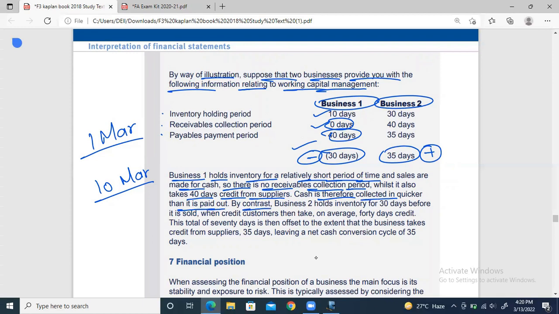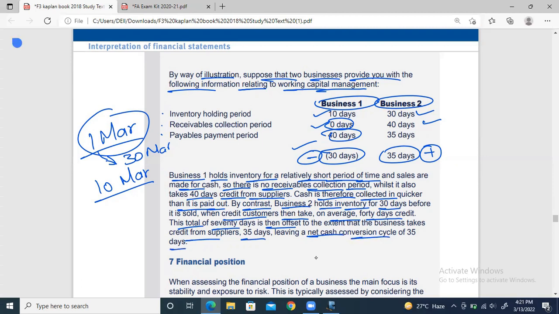By contrast, if we compare business 2, it holds inventory for 30 days. So if inventory comes in on 1st March, it's sold out after a whole month, let's say on 30th March. Before it is sold, credit customers then take on average 40 days credit. The total of 70 days is then offset by the credit from suppliers, that is 35 days, leaving a net conversion cycle of 35 days. That means once the cash is gone, it comes back into the business after 35 days.